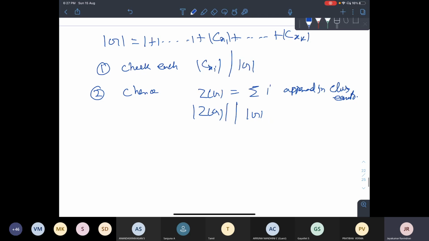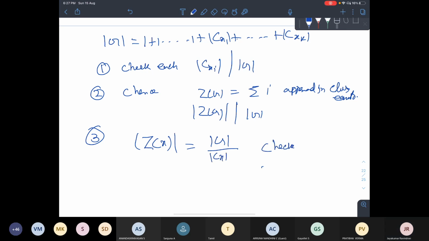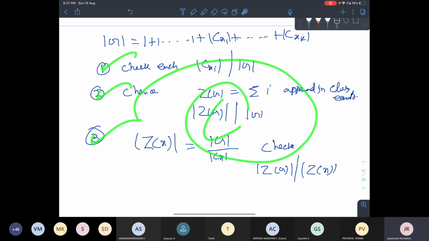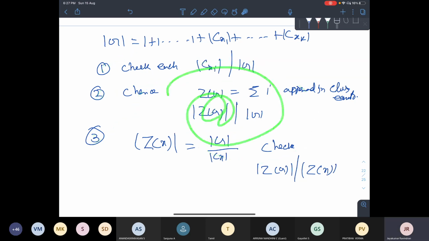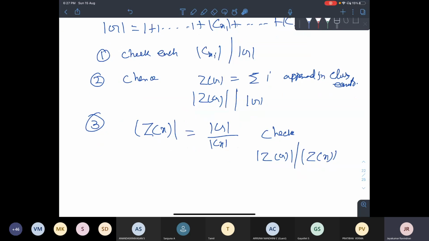The third thing, we know the formula for the order of Z of x, that is, the order of G divided by the order of Cx. Check that the order of Z of G divides the order of Z of x. Once you check everything and these three things are satisfied, then there is a hope. Then you can go for the real group. What are the groups? We can check it.